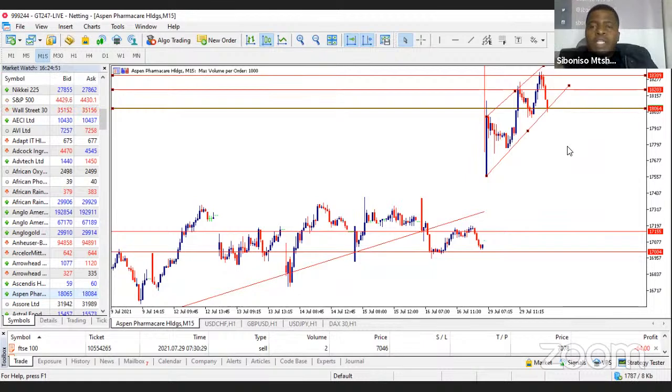All right, so we will see tomorrow if it breaks this uptrend support as well as a support line, then we may have an opportunity to do what? An opportunity to sell, or if it breaks these resistance levels, we'll have an opportunity to buy. So that's another thing you must bear in mind.